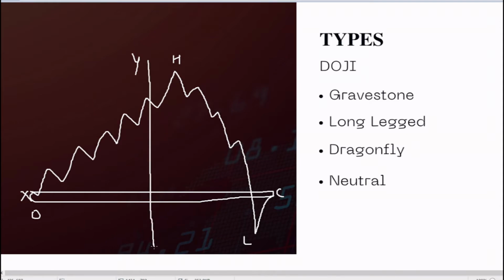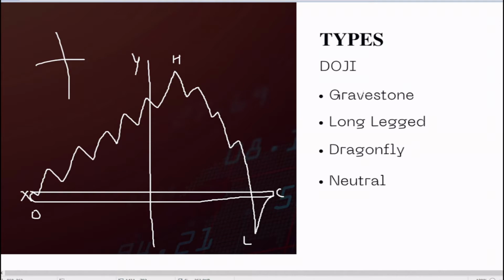So any candle which has the opening and closing at a very minute difference or at the same level is called a Doji candle, right? It would look something like this. Now, there are three types of Doji candles: the gravestone doji, the long-legged doji, and the dragonfly doji. All have a similar meaning. Their specifications are slightly different, but they give us the same sense of content.